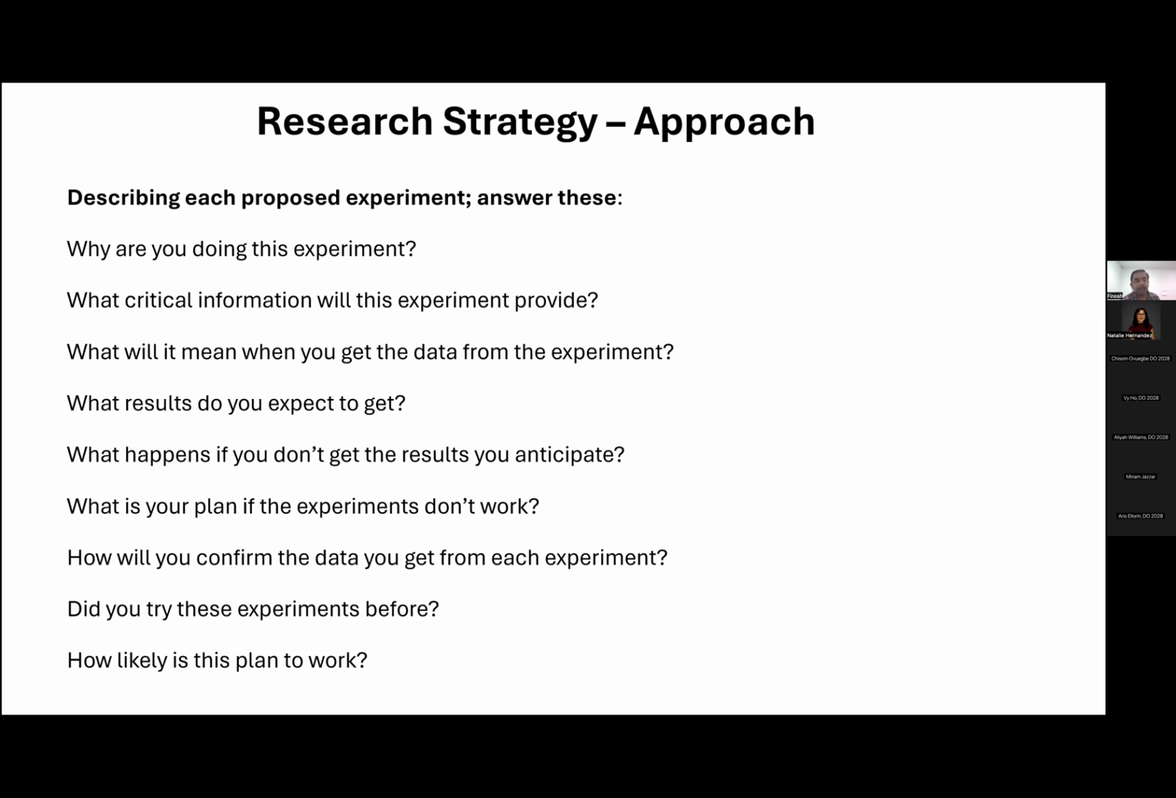And what are the anticipated results? If we don't get the anticipated results, what will you do? What is your approach when your experiment doesn't work? And how will you confirm that the data you get from each experiment is reliable? Did you try these experiments before? Do you have experience working with these experiments? How likely is your plan to work? Ask these types of questions. These are the questions a reviewer asks out of common sense. Try to address these questions whenever you write anything at the approach level.